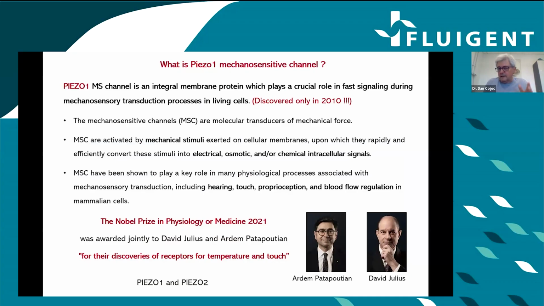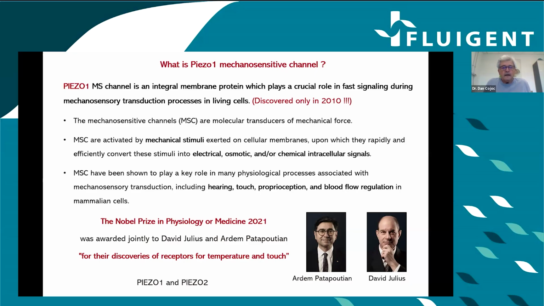Now, we spoke about the technique in general. We said that with this technique we can measure the mechanical properties. What about measuring the activation of mechanosensitive channels in the membrane of the red blood cell and also in other cells?